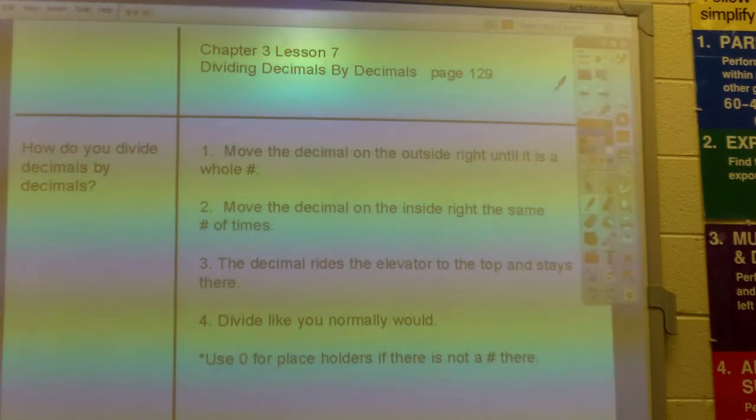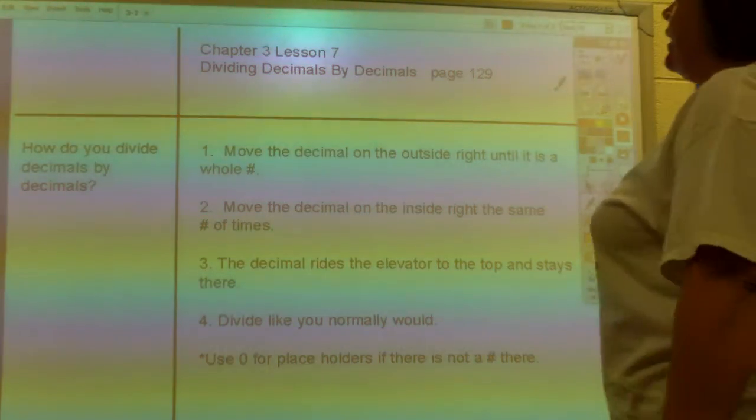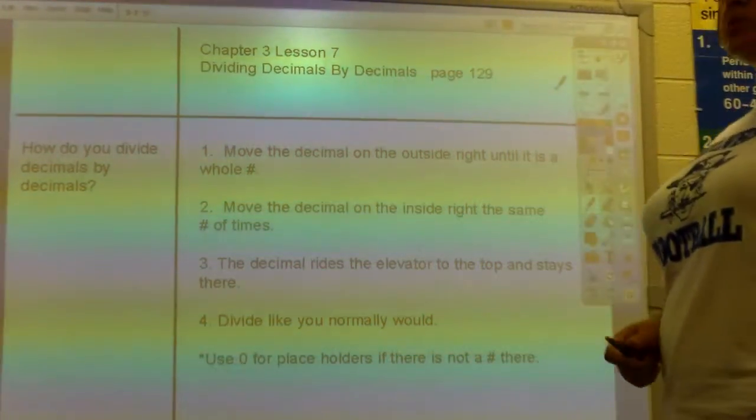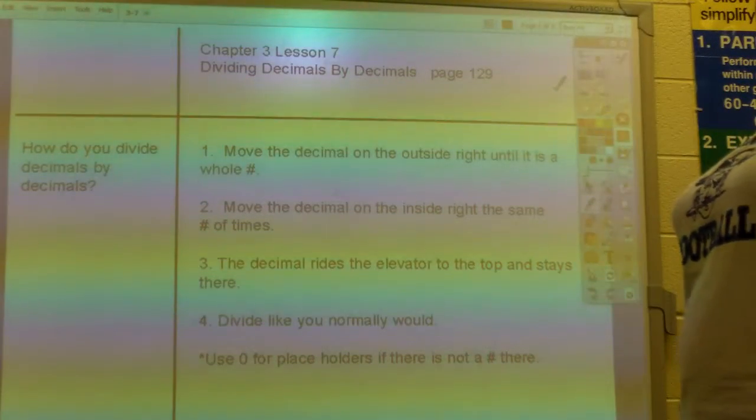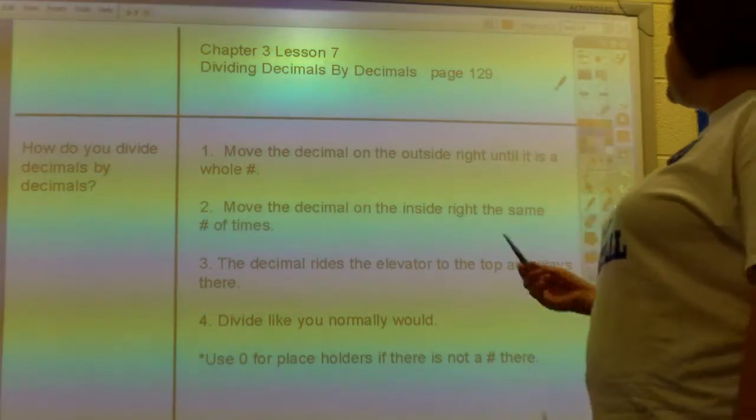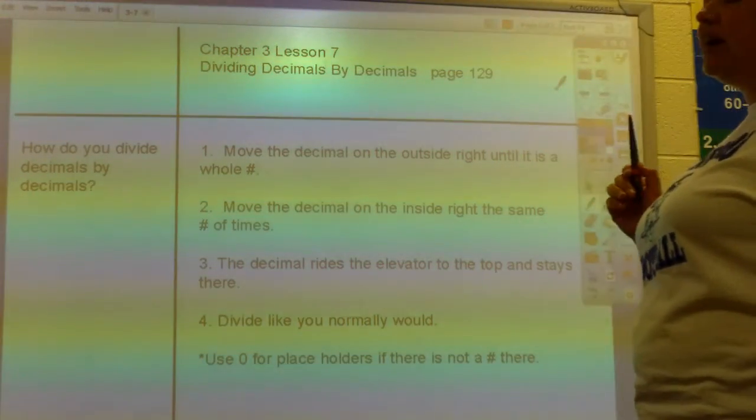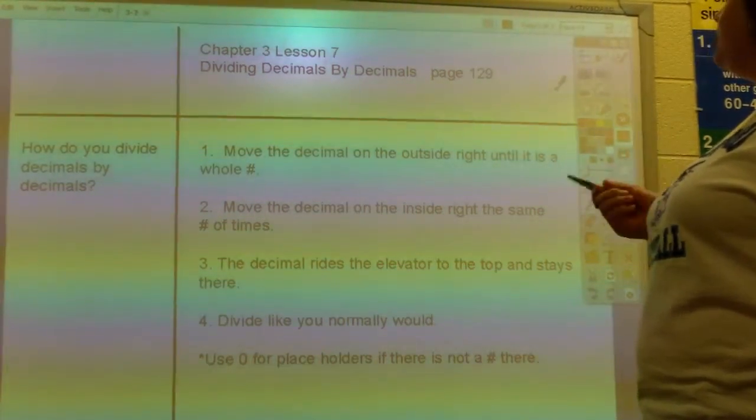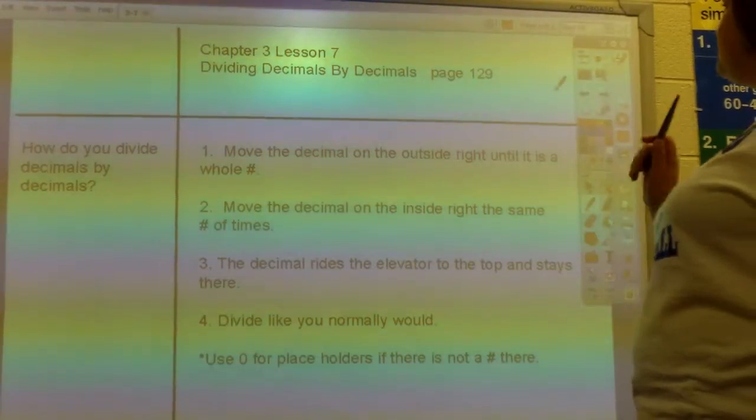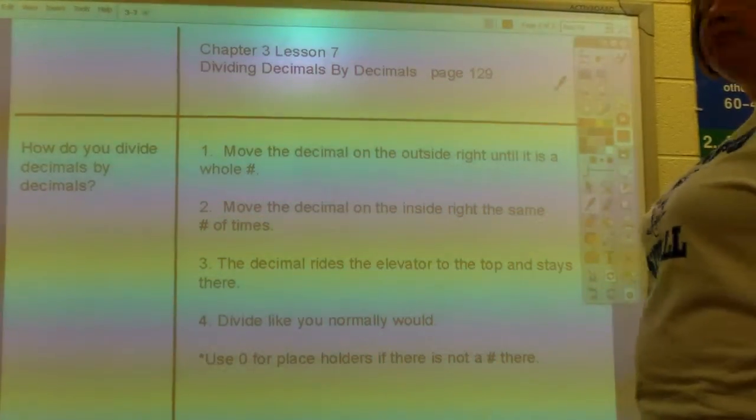Today we're going to be looking at Chapter 3, Lesson 7, Dividing Decimals by Decimals, which is found on page 129. How do you divide decimals by decimals? Well, it's very similar to dividing a decimal by a whole number, except we have that outside number and the inside number. When we have our problem set up, you're going to move the decimal on the outside right until it becomes a whole number.